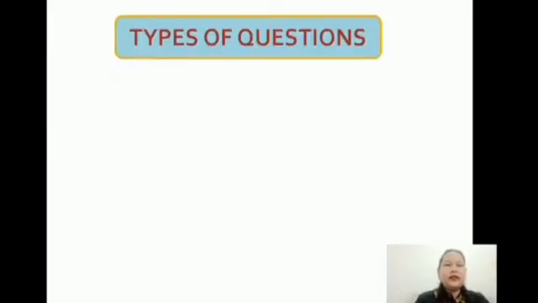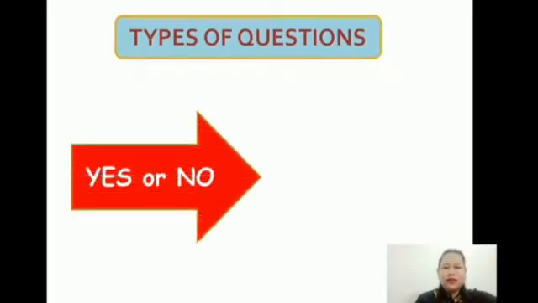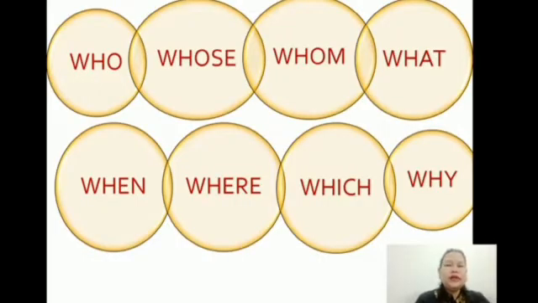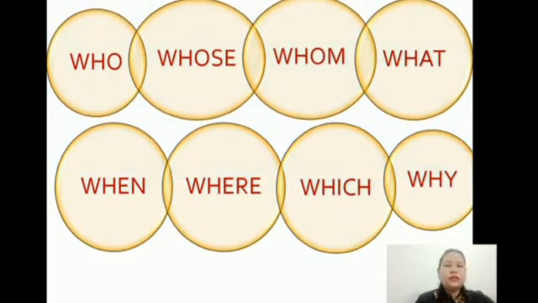Children, do you know there are two main types of questions? Yes or no questions and WH questions. Yes or no questions are general questions whose expected answer is either yes or no. While WH questions are questions starting with WH words like who, whose, whom, what, when, where, which, why, and how.